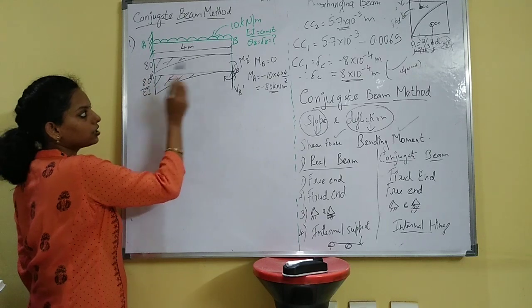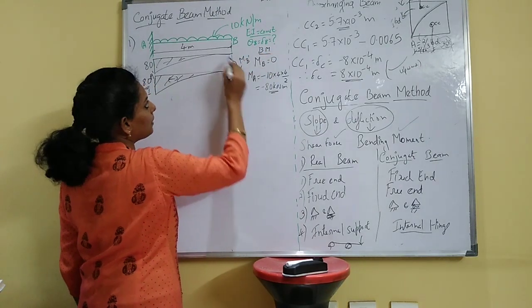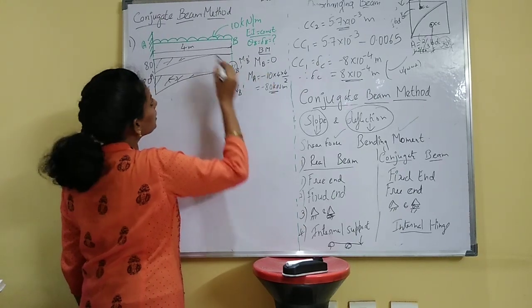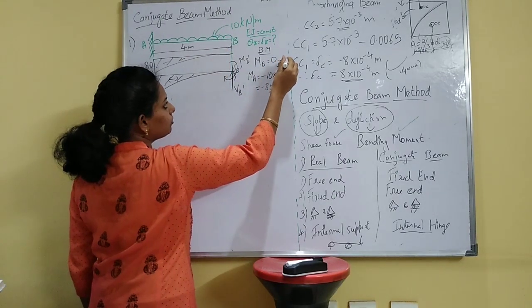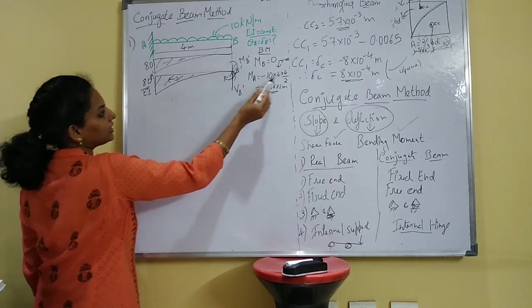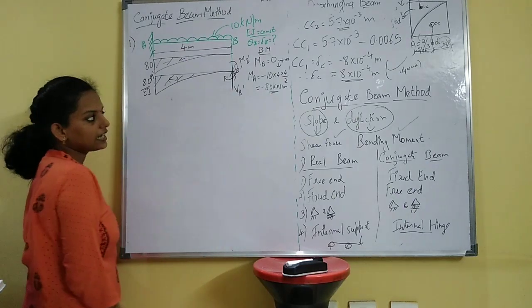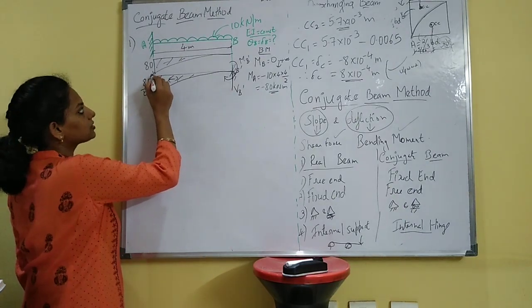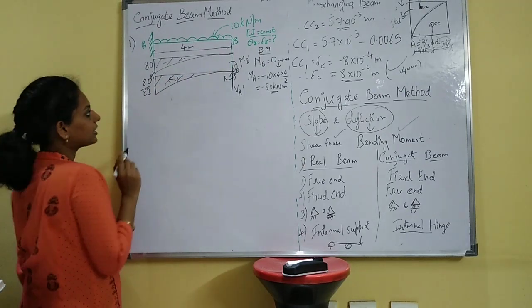Okay, first find out the bending moment value. So you have here MB is 0, MA is minus because downward is negative. So minus 10 into 4 into 4 by 2 for the UDL. So minus 80 kilonewton meter. Mark it. This is 80 and this is 0 and this is UDL. So it is a parabolic curve.